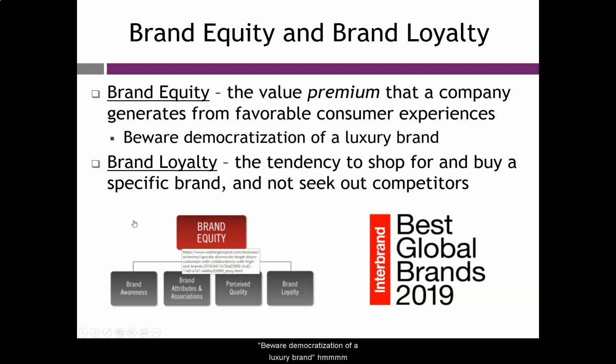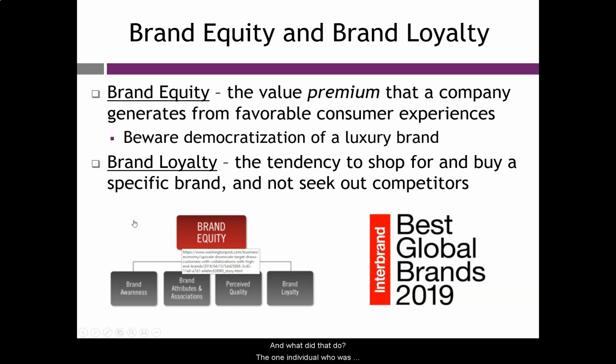Beware democratization of a luxury brand. This is that article with the Hunter boots that I sent. Probably thought I forgot about that, didn't you? I didn't. And I thought it was really a well-written article. That's why I included it. Because Hunter boots really was known as a luxury product. And then they decided to sell their boots at a great discount, different type, over at Target.